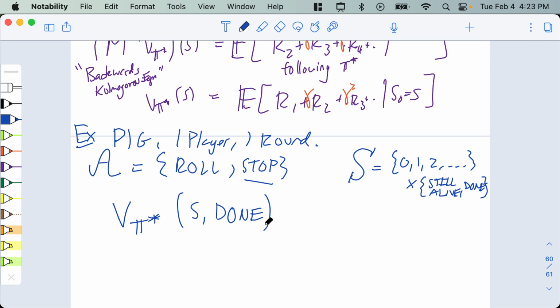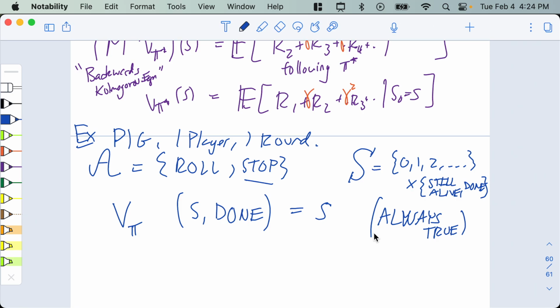If you are finished the game and you had s points at that moment, then you are finished. You get s dollars, right? So this is telling you that if you were at s points and you finished the game, then you get s. And in fact, this is true for any policy. This is not just true for the optimal policy. V pi, this is always true, right? And this is just saying that you get a terminal reward if you finish the game and you choose "I'm done," then you get whatever state you're in.